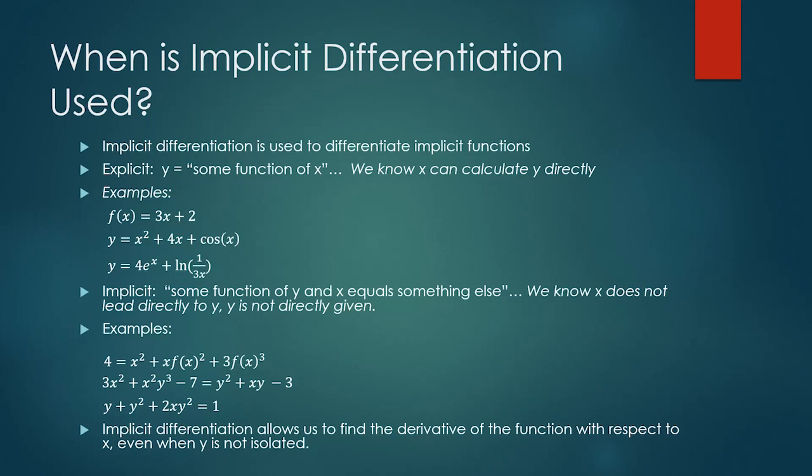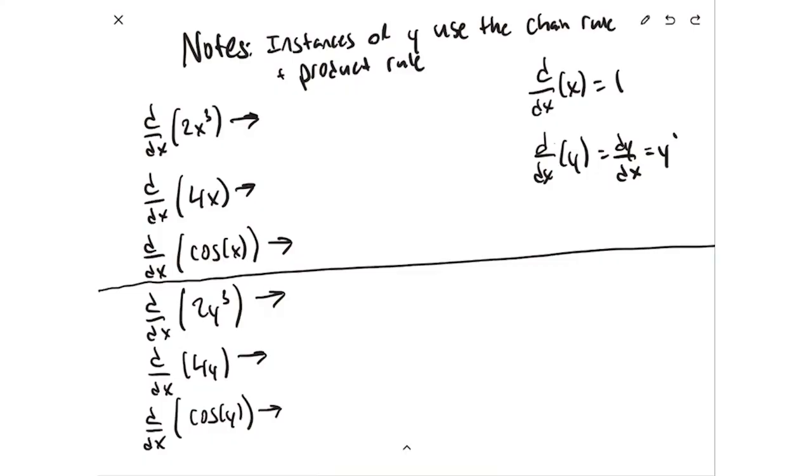Contrary to this, we also have implicit functions, which is some function of x and y equal to something else, often another function of x and y. We know that x does not lead directly to y and y is not directly given. Implicit differentiation allows us to find the derivative of the function with respect to x even when y is not isolated.